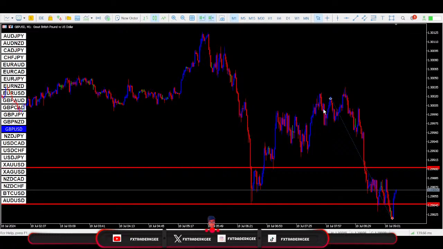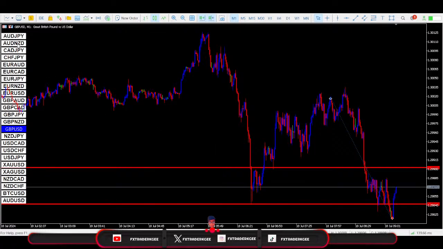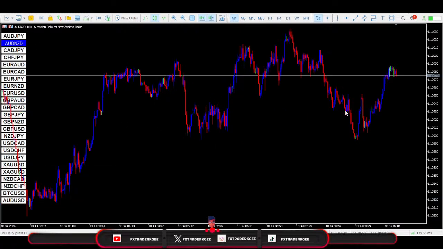Now look, it doesn't change anything though. If all parameters are still set, I am going to do what? Find another entry for GBP USD. All right. Okay, that's AUD New Zealand.